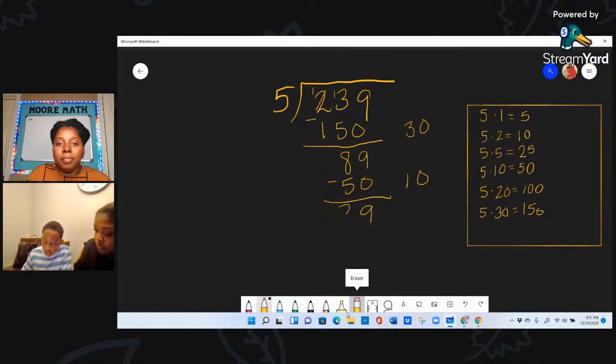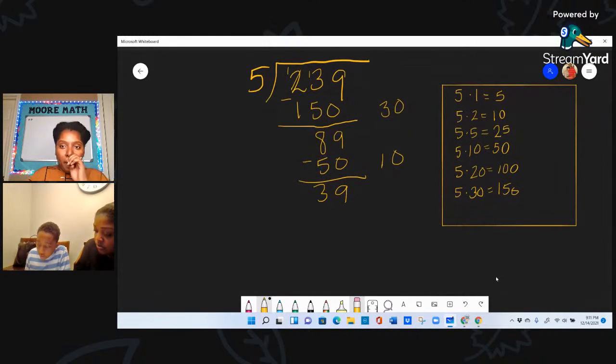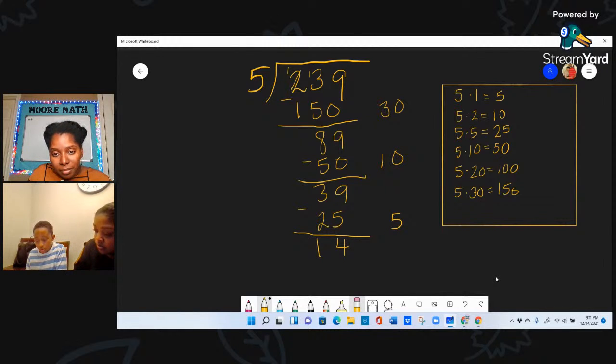And then next I used 5 times 5 equals 25. My answer to that was 14. Then I used 5 times 2 equals 10. Then I subtract that and I get 4. And I have a remainder of 4. My partials were 30, 10, 5, and 2, and my answer to those partials was 47.